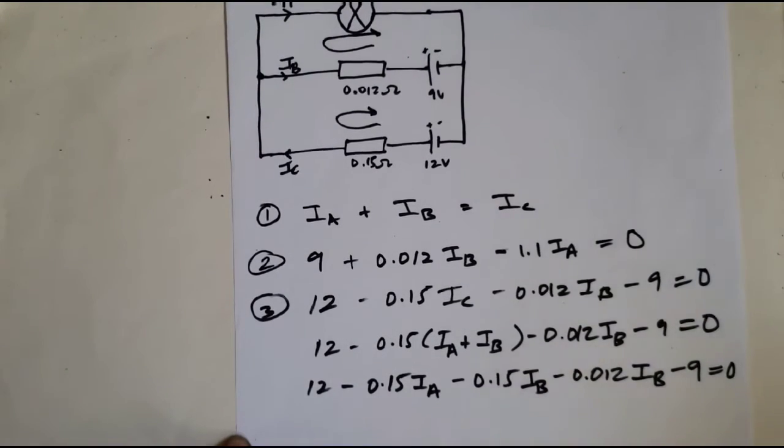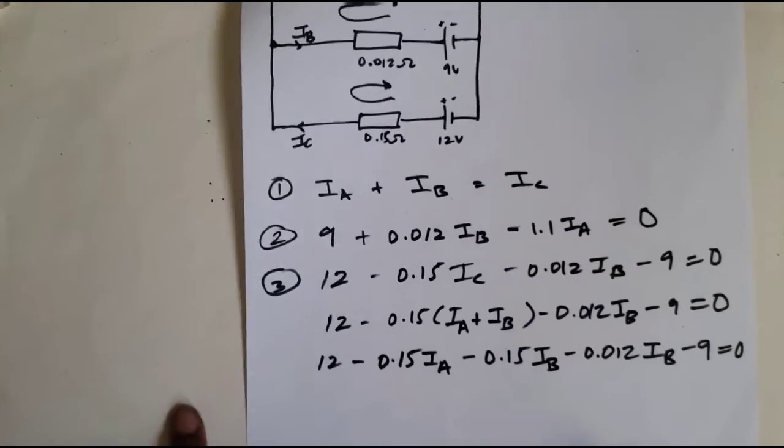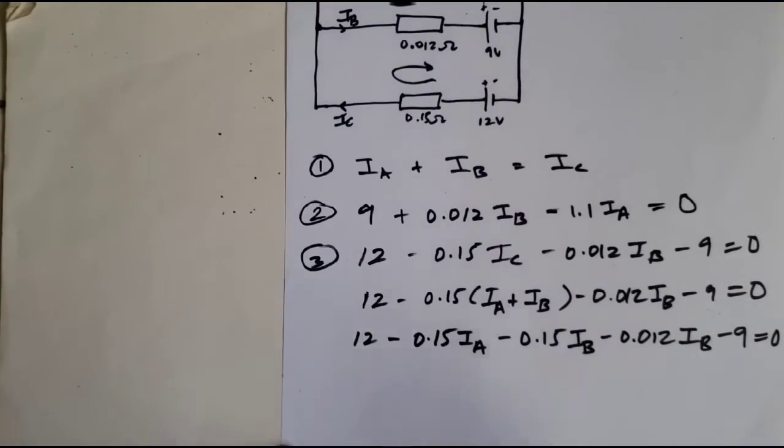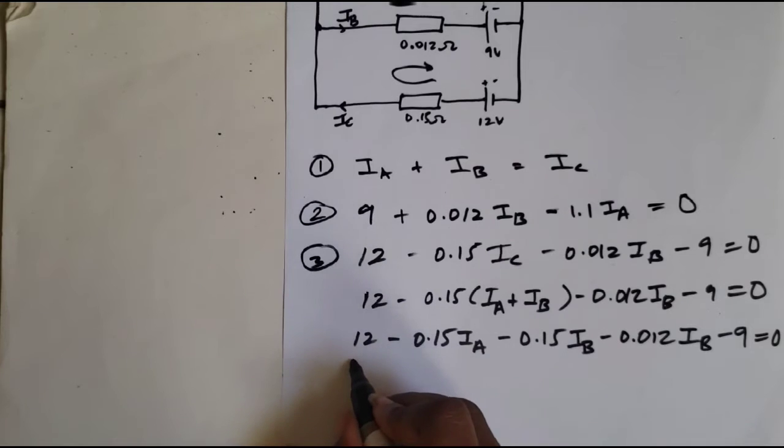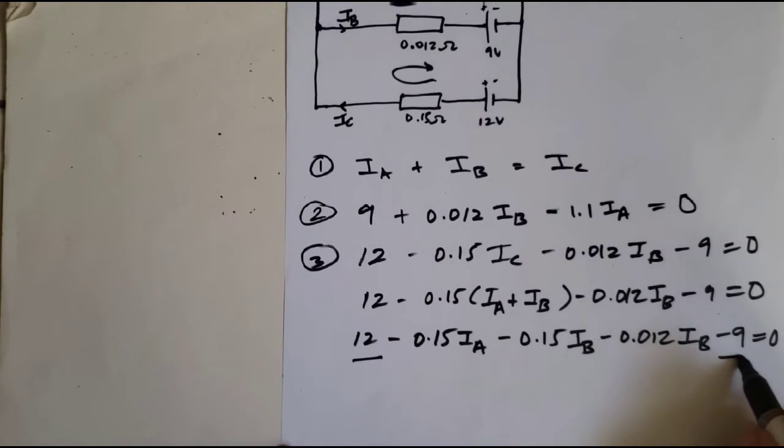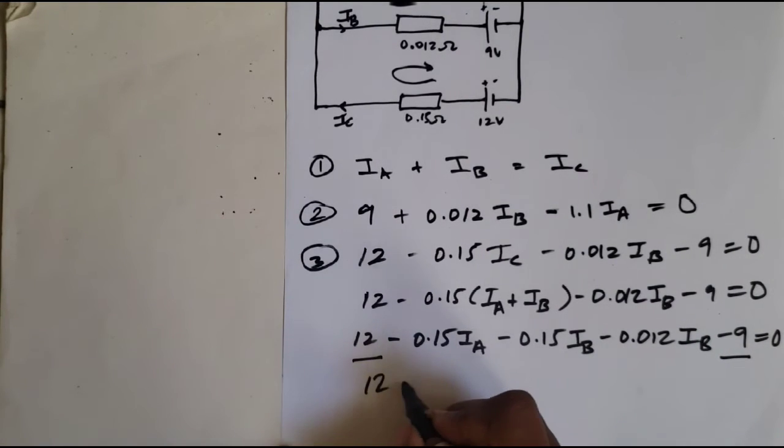And of course, as usual, when we're here, we group like terms. So here is 12, here is negative 9, so 12 minus 9.